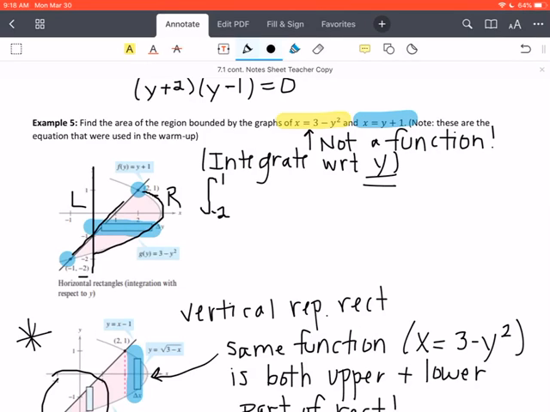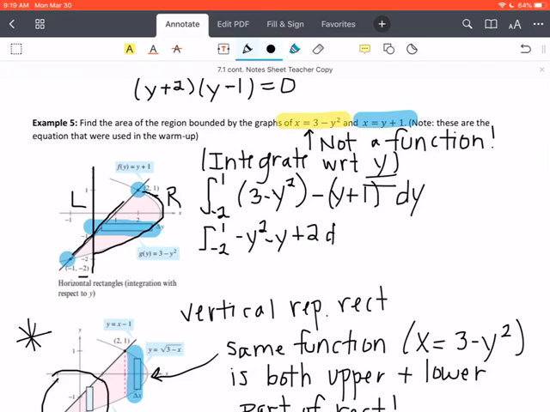Okay, so we are going to take our rightmost function, which is 3 minus y squared, and we are going to subtract our leftmost function, which is y plus 1, dy. When you see dy, that gives you a big hint that they're probably integrating with horizontal rectangles. So if we clean this up a little bit, and we have -2 to 1, we are going to look at -y squared minus y, and then plus 2 dy.